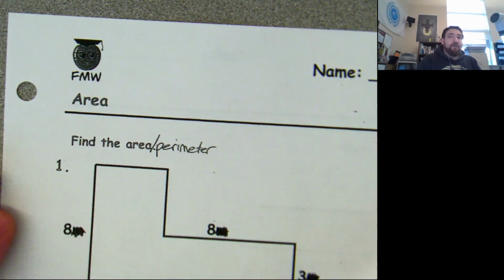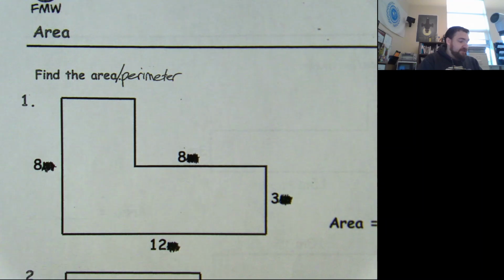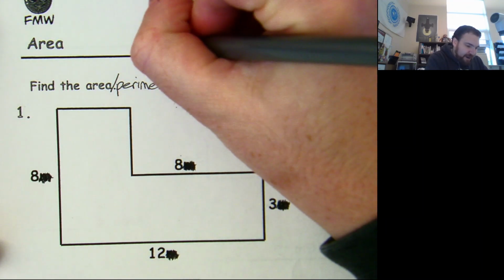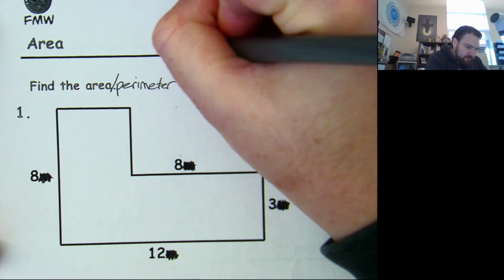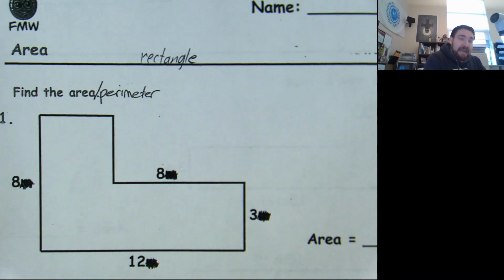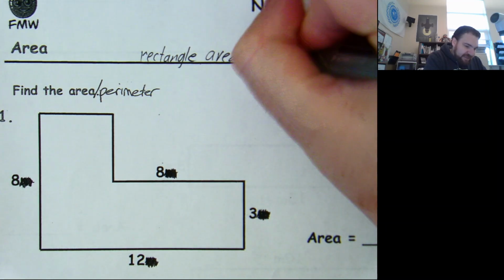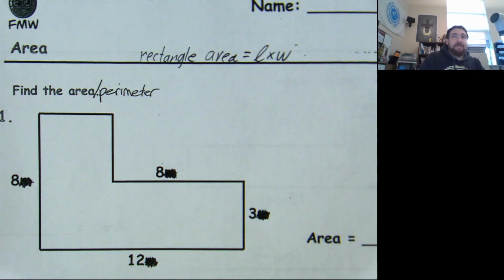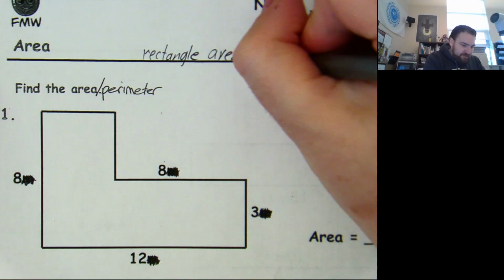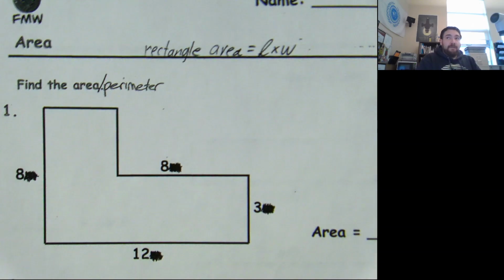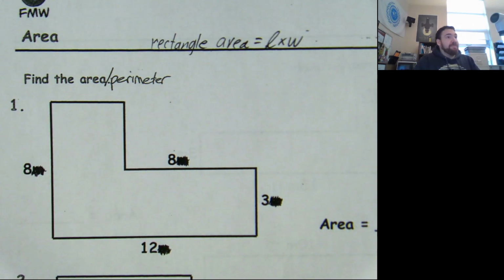The only area formula you're going to need for this, and I will give it to you now, is the fact that a rectangle's area is equal to the length times the width. That's an L and a W there. Because all these shapes on here are just multiple rectangles stuck together. And all you're going to have to do is make those rectangles.